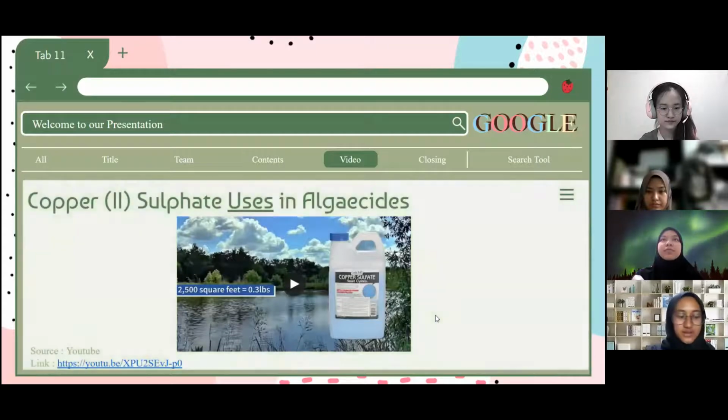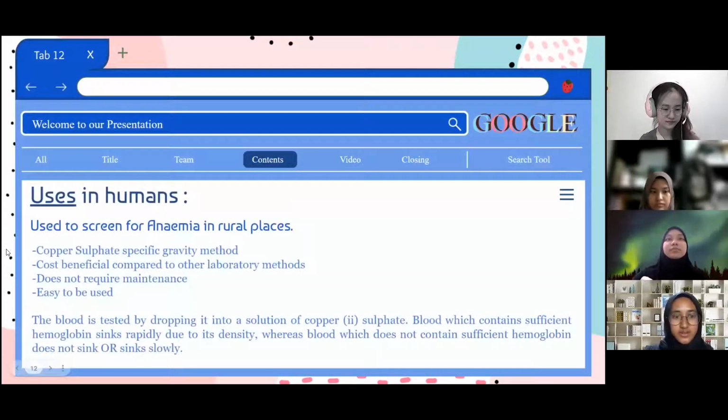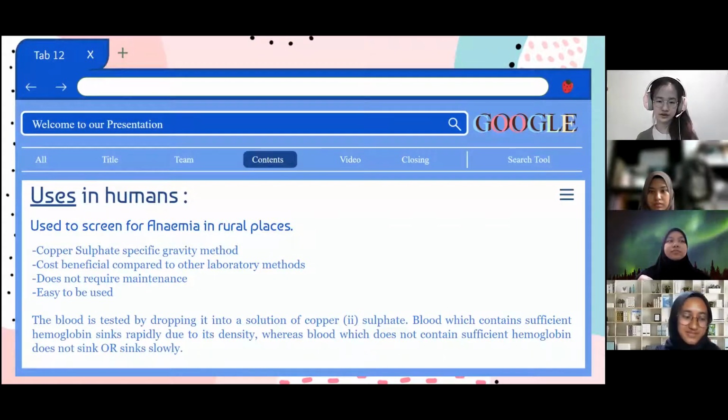So next, can we have Xuie to talk about the use of copper sulfate in human medicine? Yeah, sure. Thank you, Nazihah.